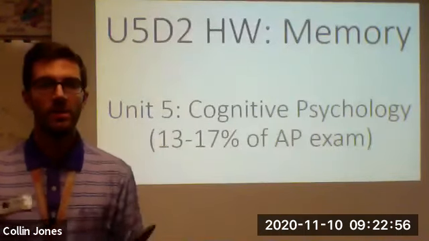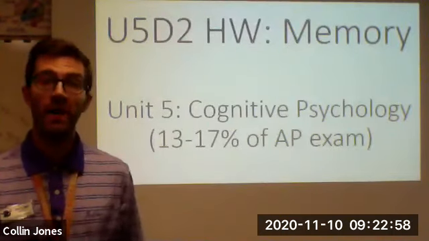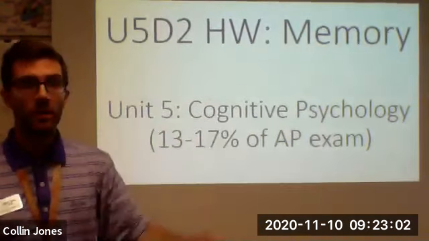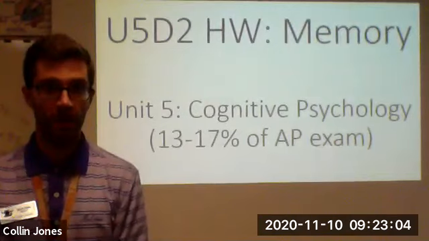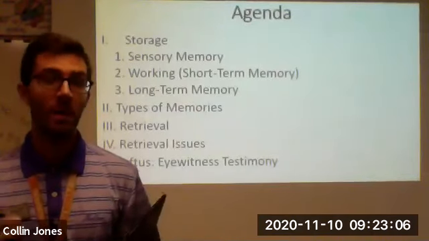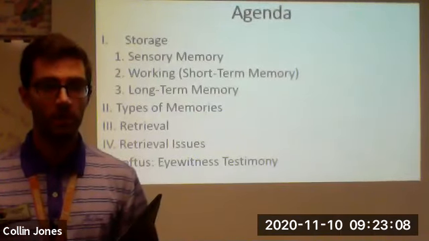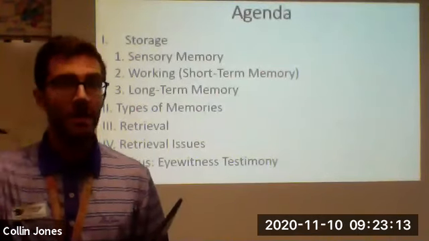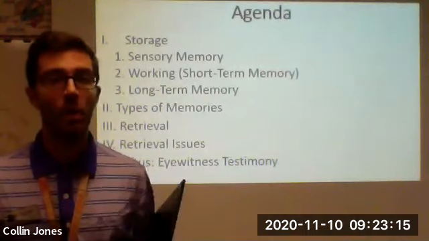What's going on? This is our second homework for Unit 5. So remember, Unit 5 is all about cognition, our thinking. So we're continuing our discussion of memory, okay? So today, we're going to talk about storage and retrieval. The first homework video is all about encoding and a kind of overview of how we get memories into our brain. Today's about what happens next.